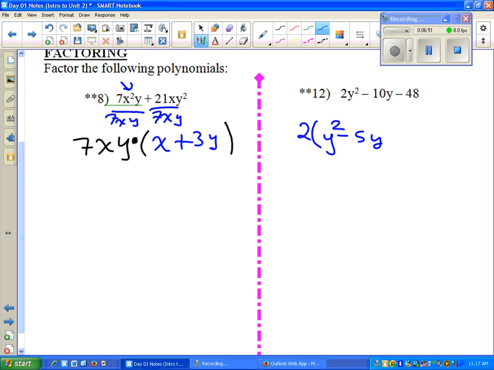Negative 48 divided by 2 is negative 24. Thank you, Sean. I think Terrence gave me a previous answer. I'm not sure. Was that you, Terrence? Never mind.